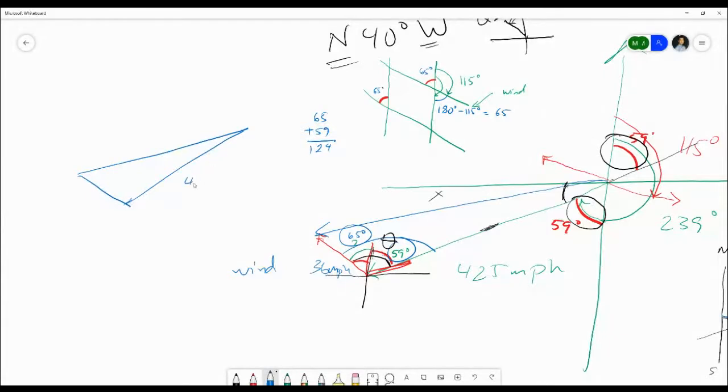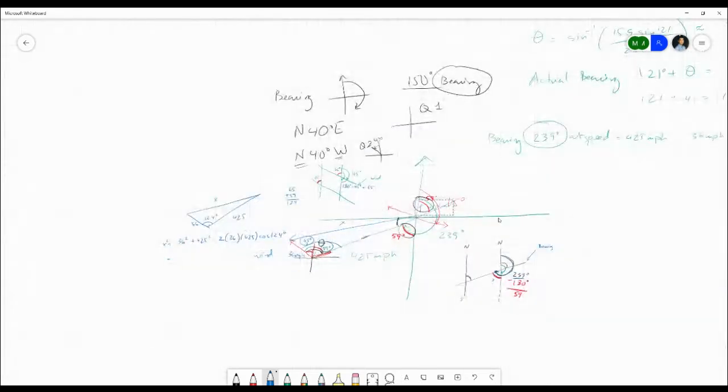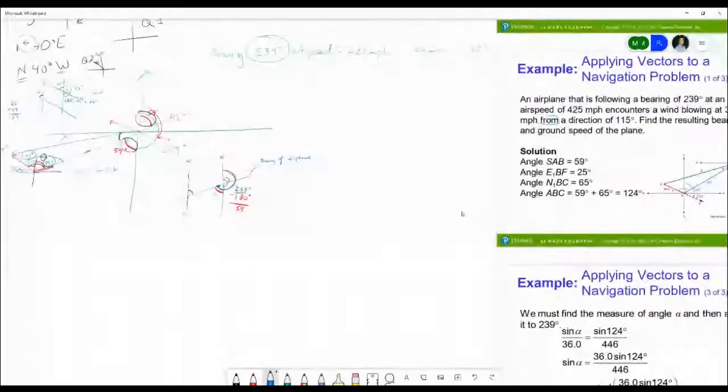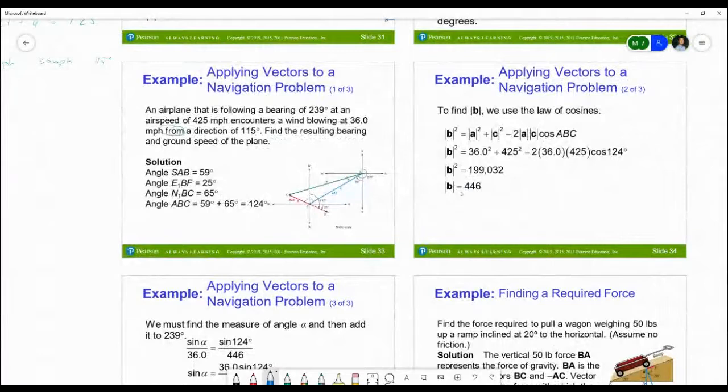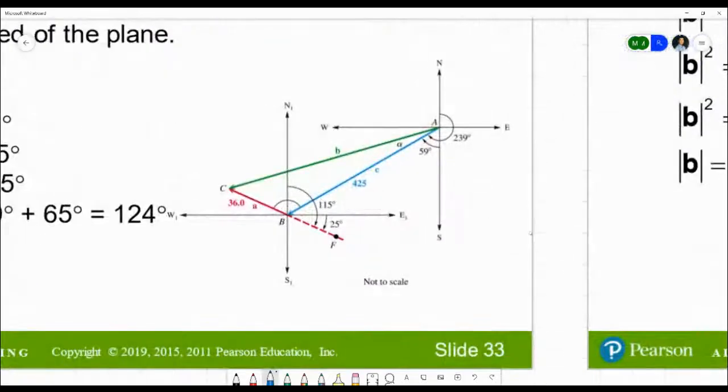Right, so the vector of the airplane is 425 miles per hour. The wind is 36. I just found this angle was 124 degrees. Now I need to know the resultant vector here. So x squared equals 36 squared plus 425 squared minus 2 times 36 times 425 cosine of 124 degrees. And what do they have here? 446. Okay. So here's the better picture and not so messy.